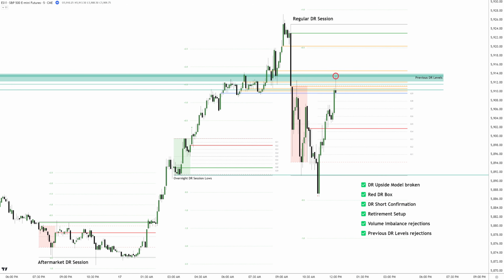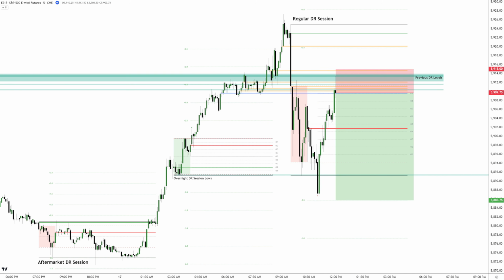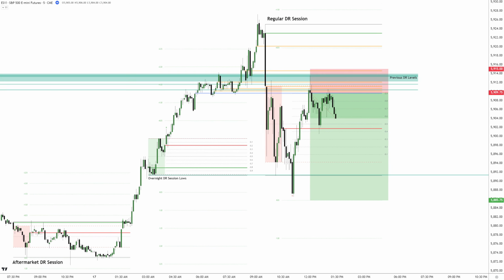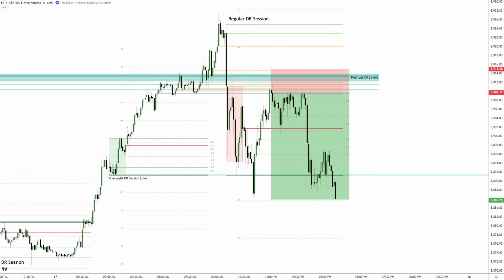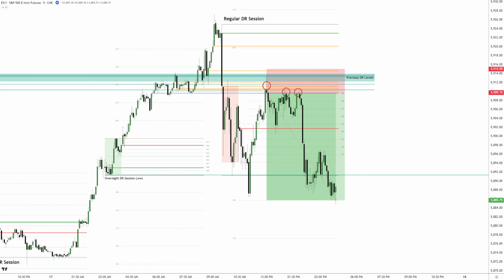You now have a DR upside model broken, a red DR box, a short confirmation, a retirement setup, WIB rejections, and previous DR levels being rejected. Price returns several times back into the intraday gap imbalance and finally drops lower. Almost at the end of the session, price reached the low-hanging fruit target of plus 0.5 standard deviations. Now, are you starting to realize why DR levels are so important for market algorithms?